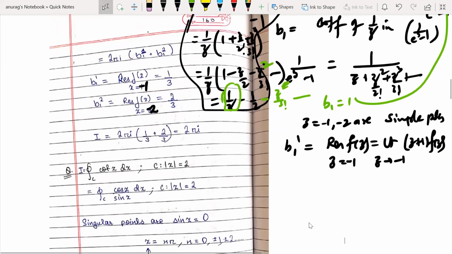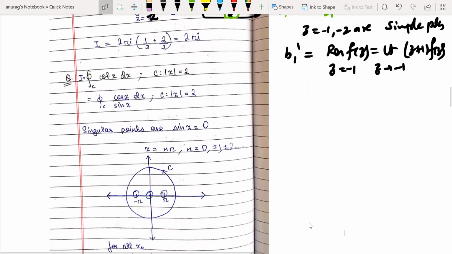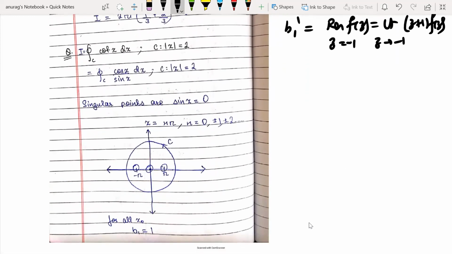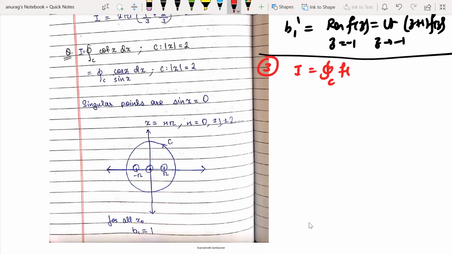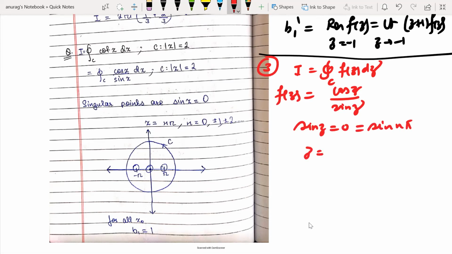Similarly, in the third problem, it is cot z, mod z equal to 2. So in this case, if you compare with f(z) dz, can you tell me what f(z) is? f(z) is cos z upon sin z. Can you tell me where the function is not defined, where sin z is 0? Sin z is 0 at n pi. So z equal to n pi, where n is 0, plus minus 1 and so on. So z equal to 0, pi, minus pi and so on.